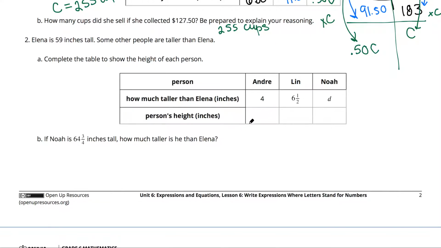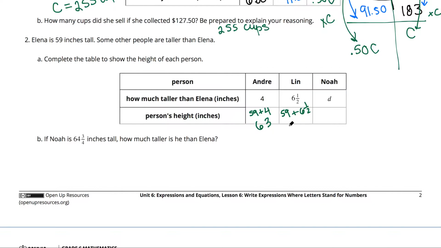So how do I get this? Well, I'm going to do 59 plus 4. What do you get for 59 plus 4? Well, you get that Andre is going to be 63 inches. Okay, Lynn apparently is 6.5 inches taller than Elena. So then I'm going to get 59 plus 6.5.